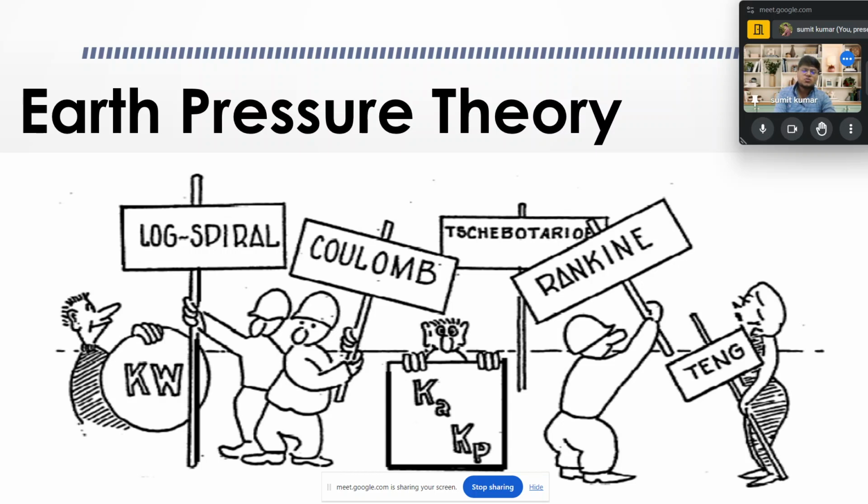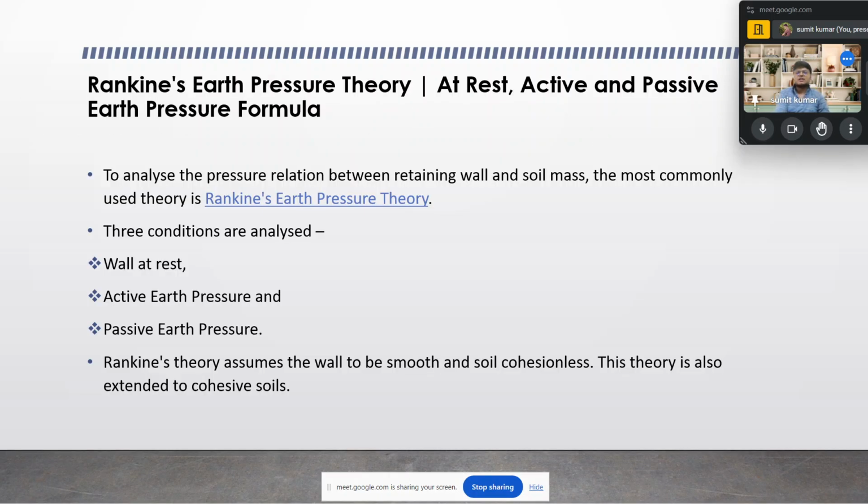First of all we start with the Rankine earth pressure theory. As you have seen in the previous diagram, Rankine, Coulomb and the different names are there. As I have already said, they are the researchers, experimentalists who have given those theories, so we are going to read those theories over here.